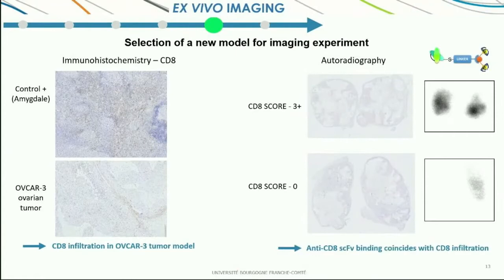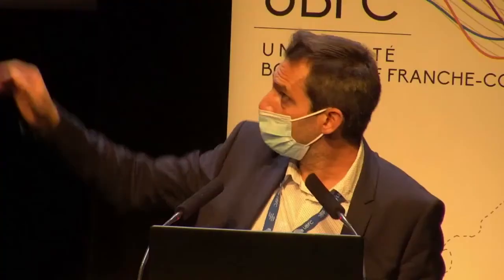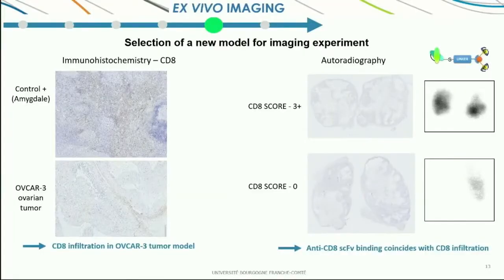So we went back, and we screened different models that we had in our biobank. From Oncodesign, we share some samples from different humanized mouse models. And we select OVCAR-3, which is an ovarian cancer model. And here you can see on the left image, you have a control, which is an amygdala, which is positive for CD8. And then you have this ovarian cancer, which was also positive, which is the brown staining in the image.